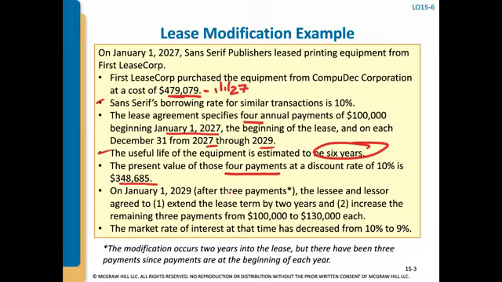On January 1, 2029, so after 3 payments, right, because the first payment was on January 1, 2027, the lessee and lessor agreed to extend the terms by 2 years and to increase the remaining 3 payments from $100,000 to $130,000. Okay, so that means that we have a lease modification. The market rate of interest at the time of the lease modification has decreased from 10% to 9%.